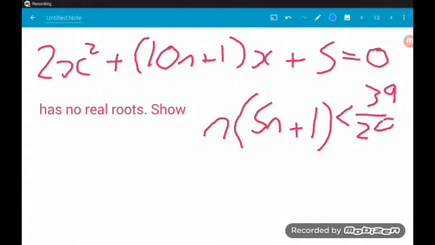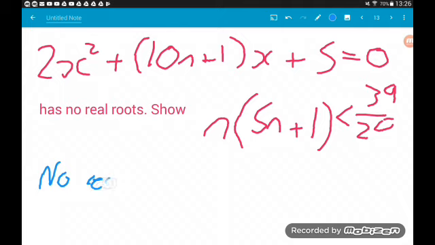Okay, question 4. Now I'm well aware this sort of question might look quite scary, but just take it one step at a time, work out what we know, and just go from there. Gentle steps. So, 2x squared plus 10n plus 1 lots of x plus 5 equals 0 has no real roots. We want to show that n lots of 5n plus 1 is less than 39 over 20.